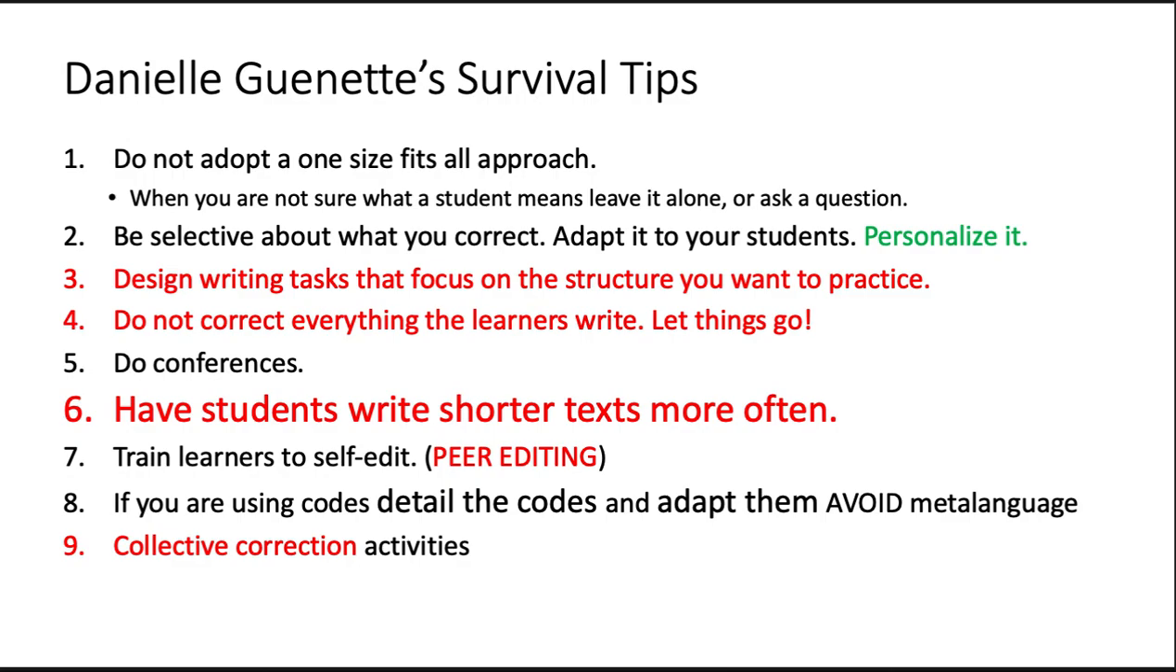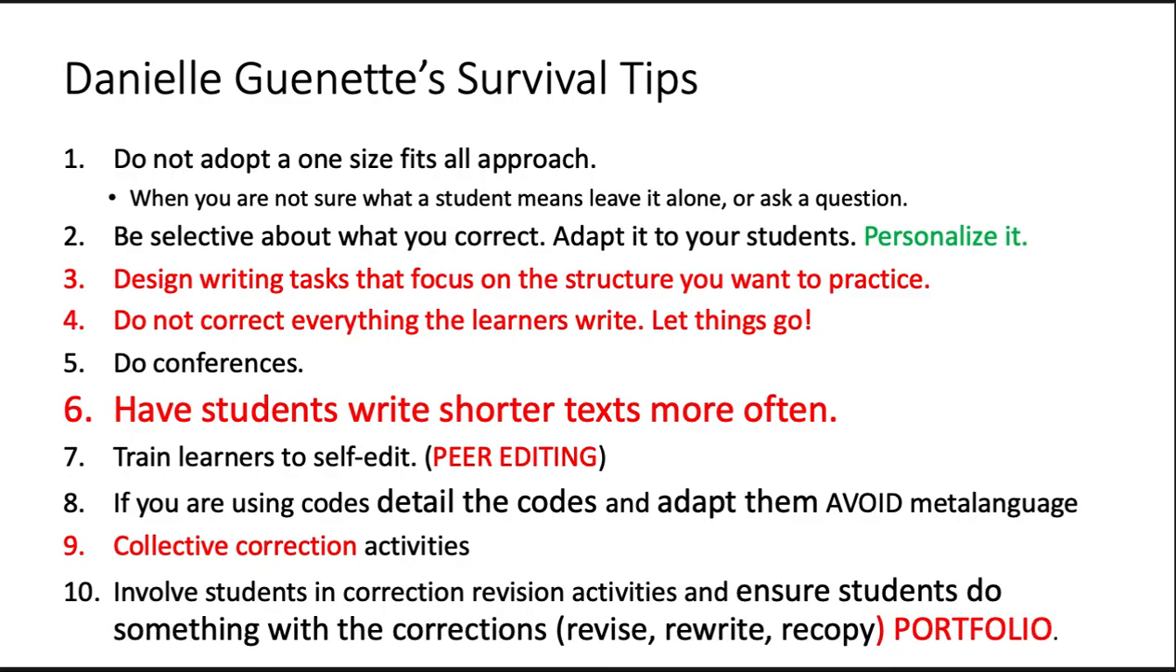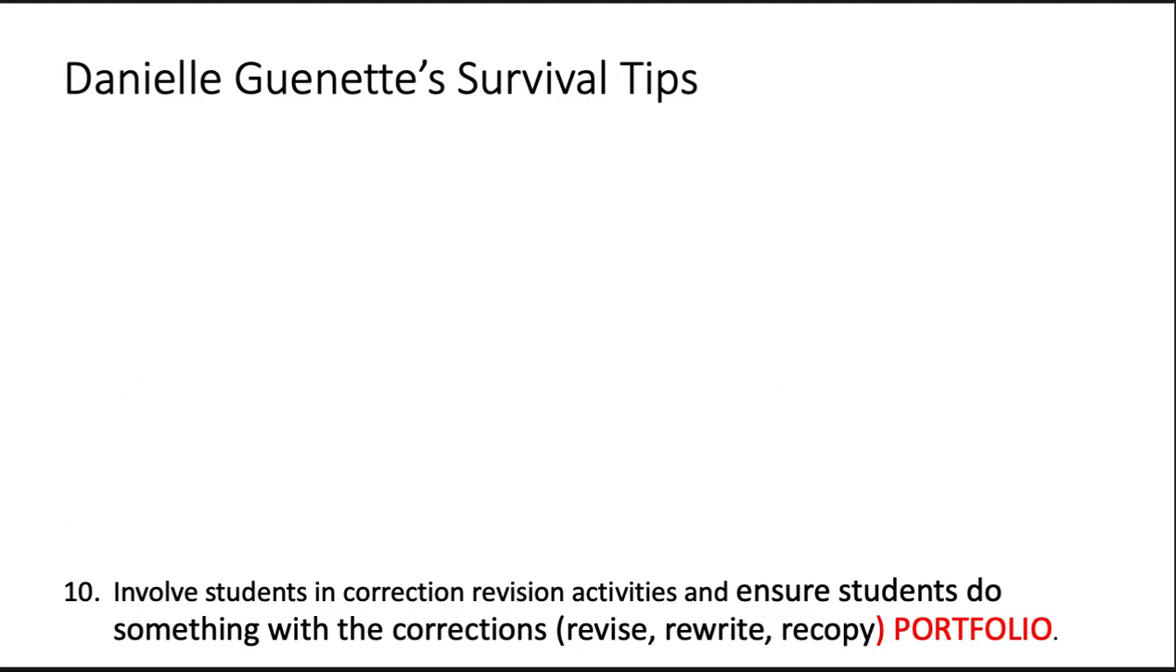Collective correction activities are ones where you take a selection of text and you do it together with the whole class, and this is a really great way to model what they should do. Finally, involve the students in revision activities and make sure that they're actually doing something with the corrections. And I really want to focus on this one because, and this is the kicker, you should not be correcting errors that students are making unless the students have a chance to do something with them.